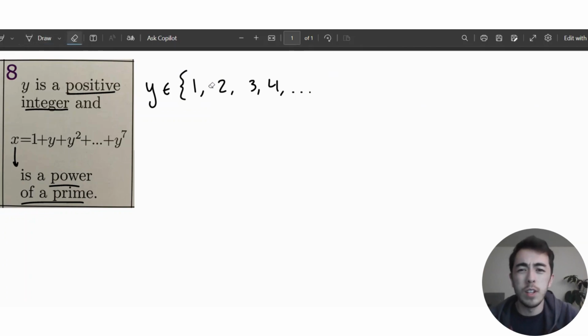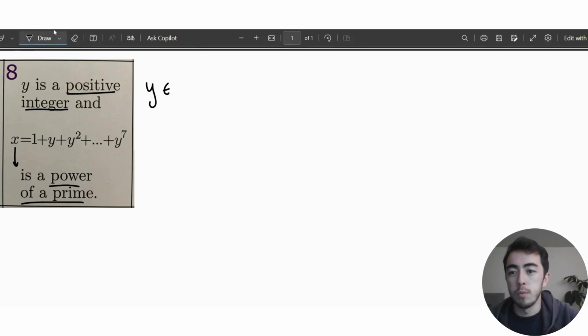And in another video, I actually defined this set to be the natural numbers. I like to think that the natural numbers start at 1 and count up by whole numbers. So this is what I'll write. y is an element of the natural numbers, or in other words, it's a positive integer.